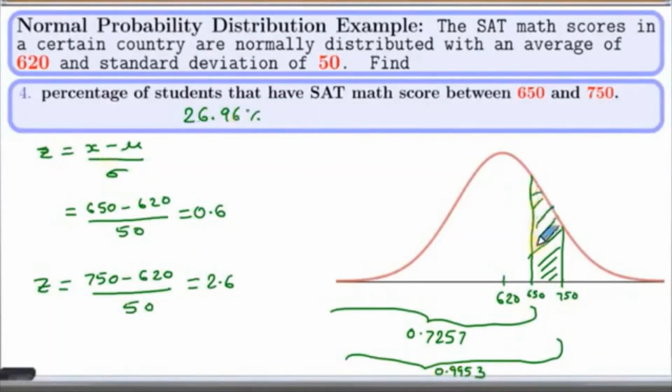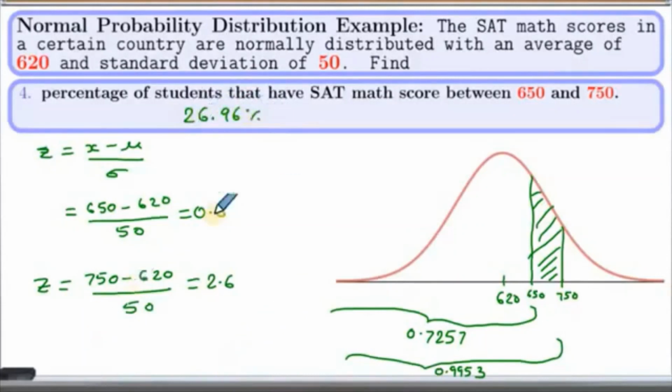Since we are interested in the area in between, all we need to do now is subtract 0.7257, this number, from that number here. On subtracting that, we get 0.2696, and since the question is asking us to find the percent, all you need to do is multiply that number, 0.2696, by 100, and you will get 26.96%. And this is exactly what we got from the calculator also.